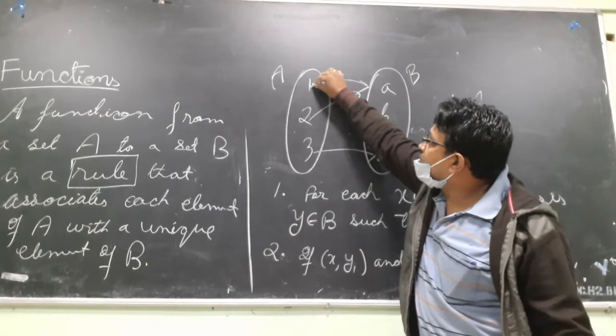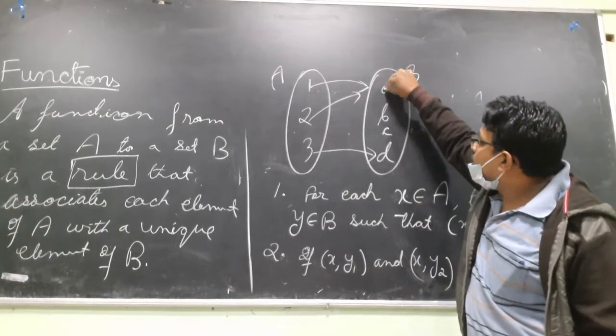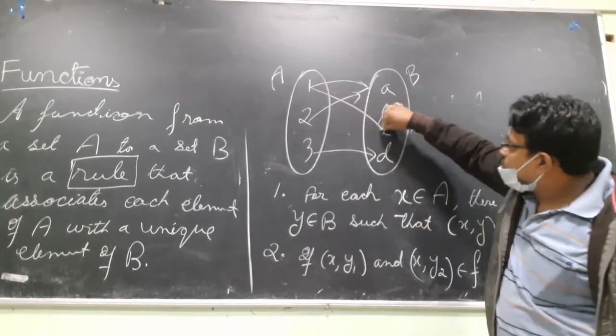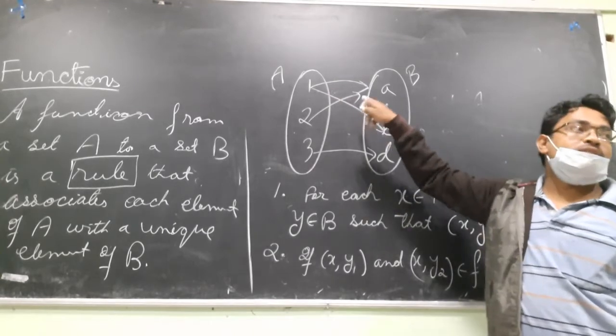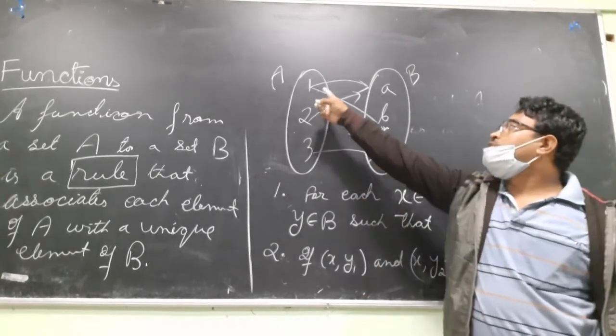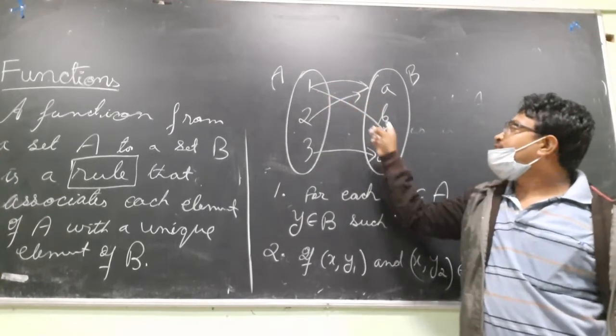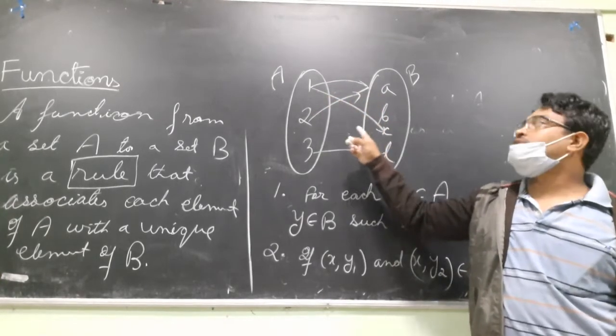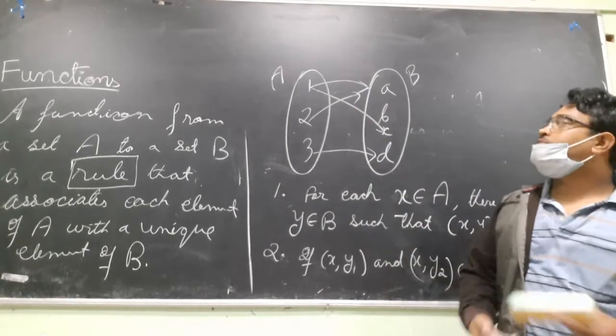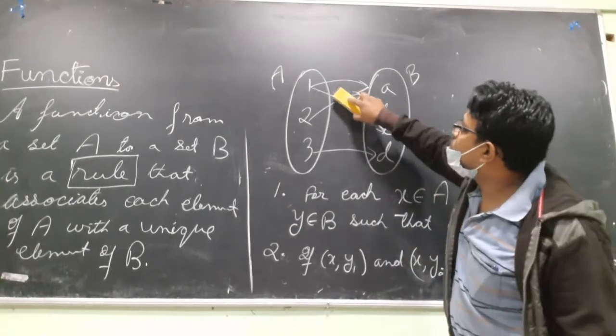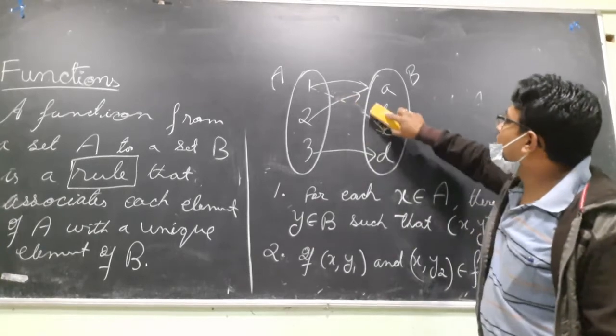If it is something like this, 1 is associated with A, and 1 is also associated with C. In that case, this is not a function, because the same element 1: (1, A) belongs to F, and (1, C) is also inside F. So in that case, it is not a function. So this is a function. This is one example.